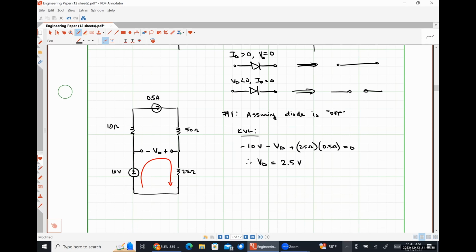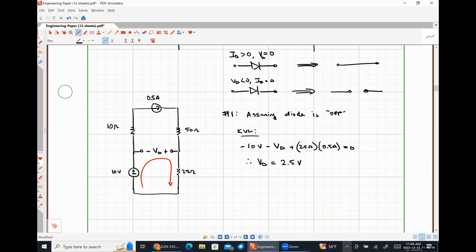How do we know that our assumption that our diode was off is wrong, given these results? In the ideal diode model, we are assuming that our diode is off. Effectively, we are assuming that our diode is reverse biased. This voltage is positive. That's a problem. That's how we know this diode is not off.